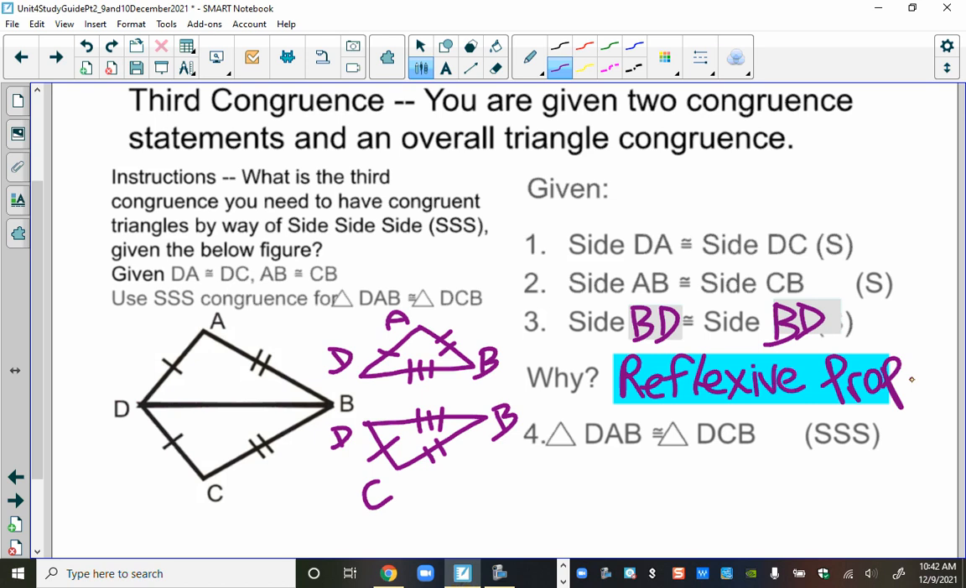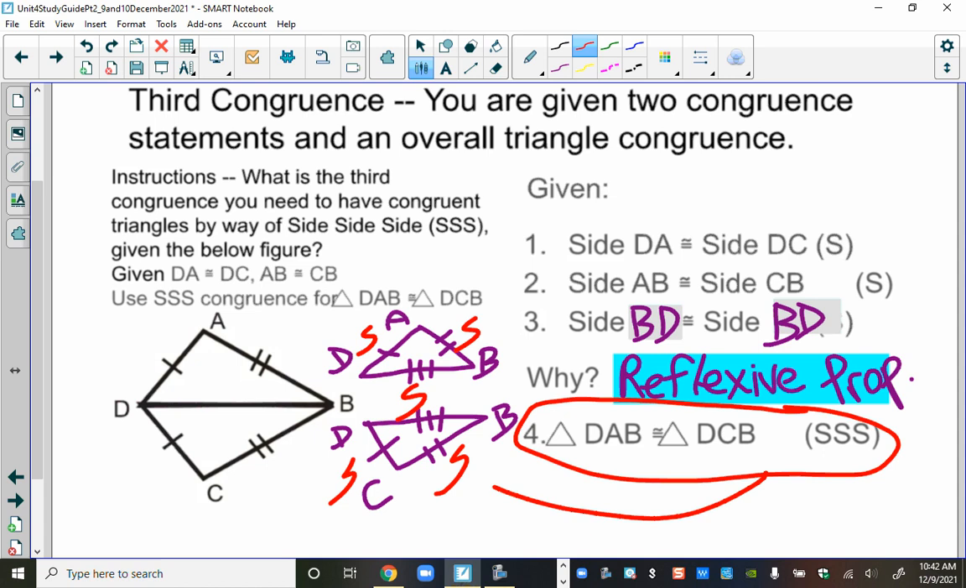And that's why it's going to be side, side, side, because in both triangles, all three are marked with sides. You agree with that? Yeah. And again, you get this from the diagram. All right. Questions on this one? Back here and back, on the last page. Yep.